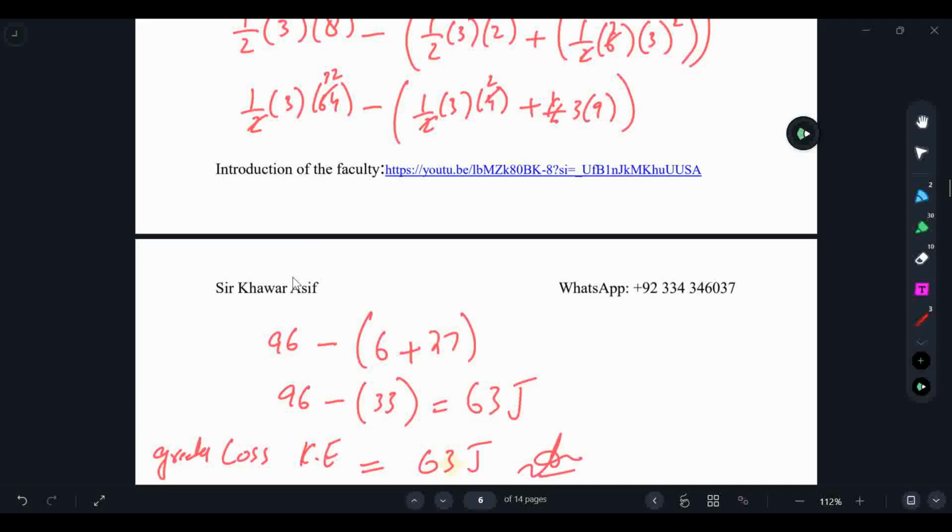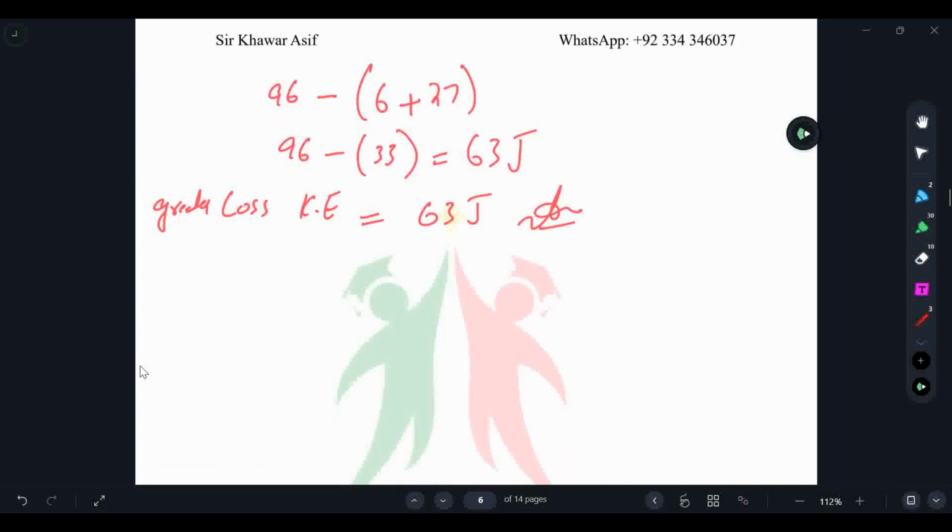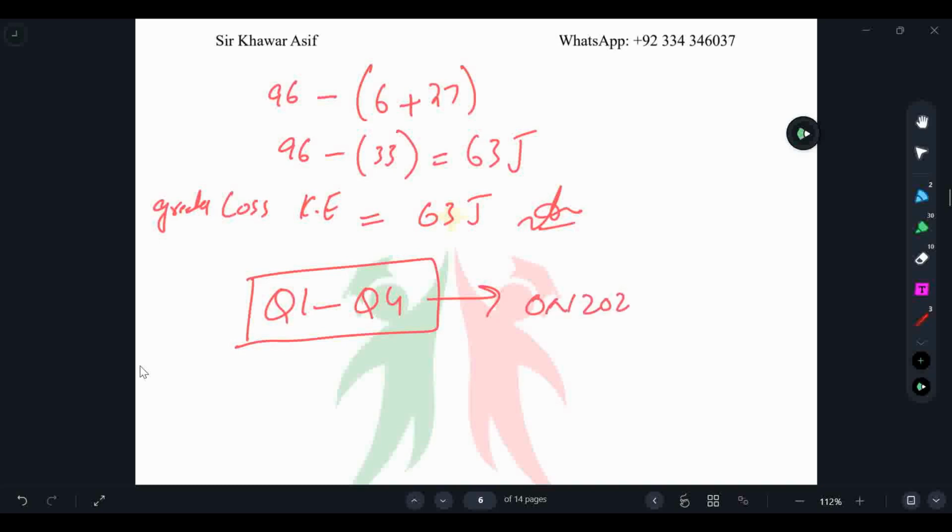That is it for today. Tomorrow we will discuss the remaining questions of this paper. Today we have discussed question number 1 to question number 4 of the October-November 2024 paper 4-3.